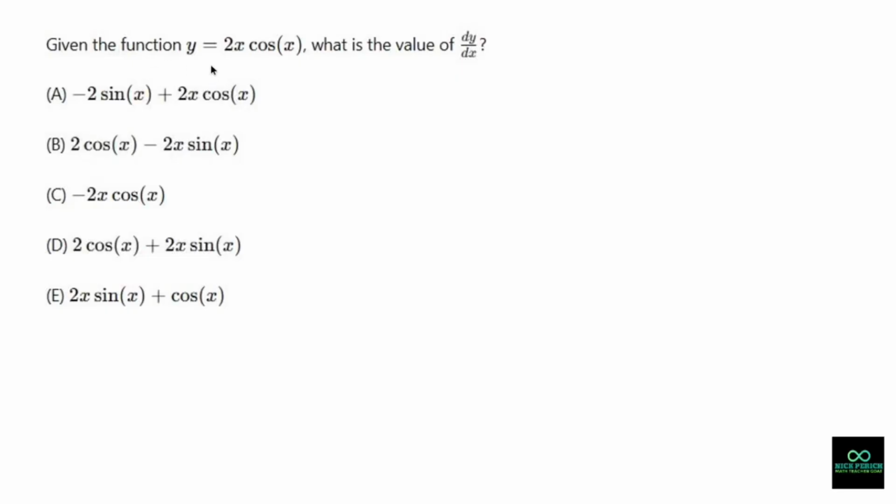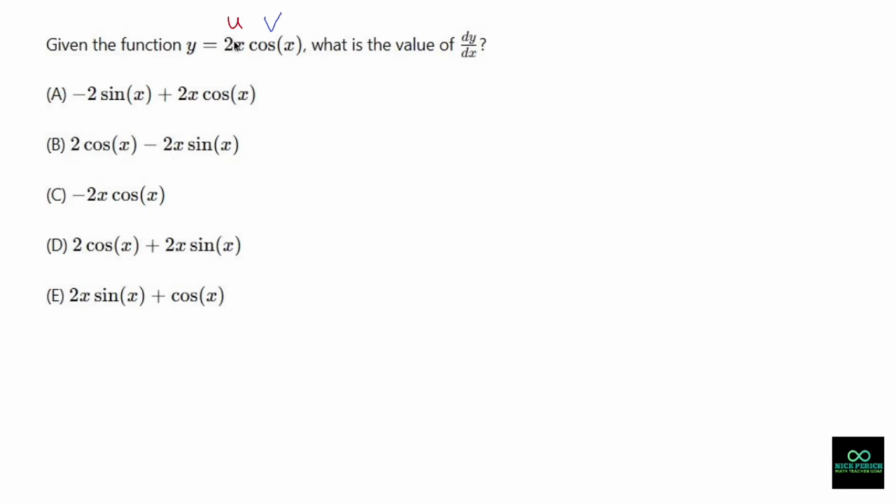Given the function y equals 2x times cosine x, what is the value of dy/dx? This is asking you to find the derivative of this function with respect to x. What we have is two expressions multiplied together. So I'll call the first one, which is 2x, u, and I'll call the second one v.